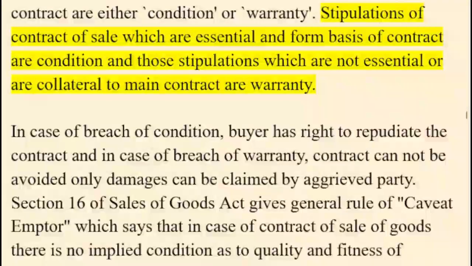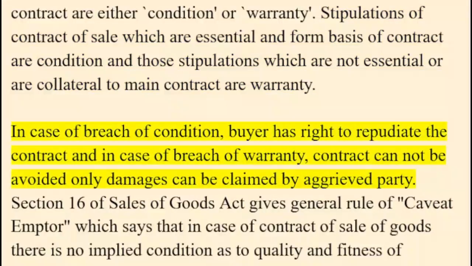Stipulations of a contract of sale which are essential and form the basis of the contract are conditions, and those stipulations which are not essential or are collateral to the main contract are warranties. In case of breach of condition, the buyer has the right to repudiate the contract, and in case of breach of warranty, the contract cannot be avoided, only damages can be claimed by the aggrieved party.